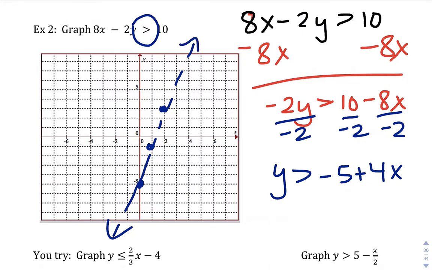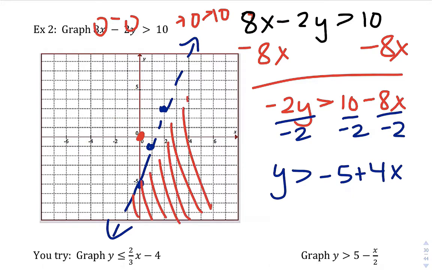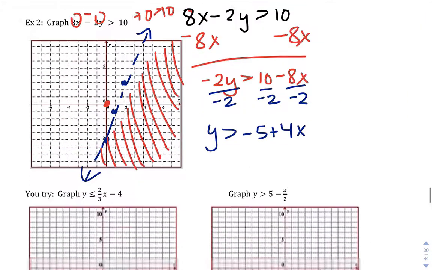Again, we can test the point 0, 0 because it's not on the line. I'm going to test in the original equation. So I'm going to plug in 8 times 0 is 0, minus 2 times 0, which is 0. So you're checking, is 0 bigger than 10? And that's false. 0 is not bigger than 10. So what that means is we're going to shade the opposite side of the line from the point. So everything to the right of the line would be true in this case because 0, 0 was false. All right, we'll try graphing a few more, and then this will be what is on your assignment.